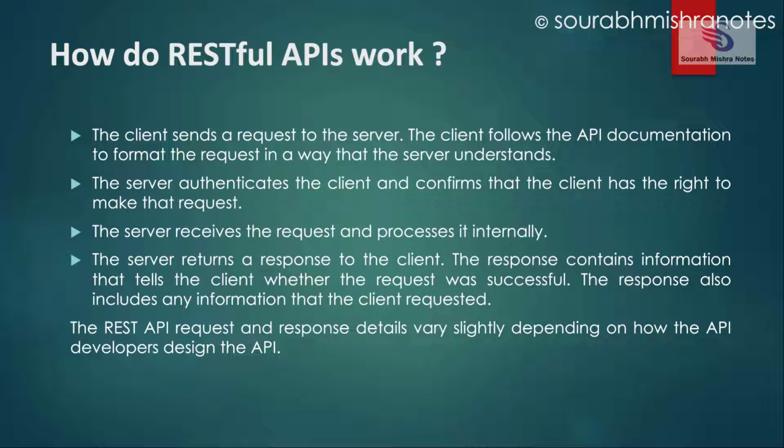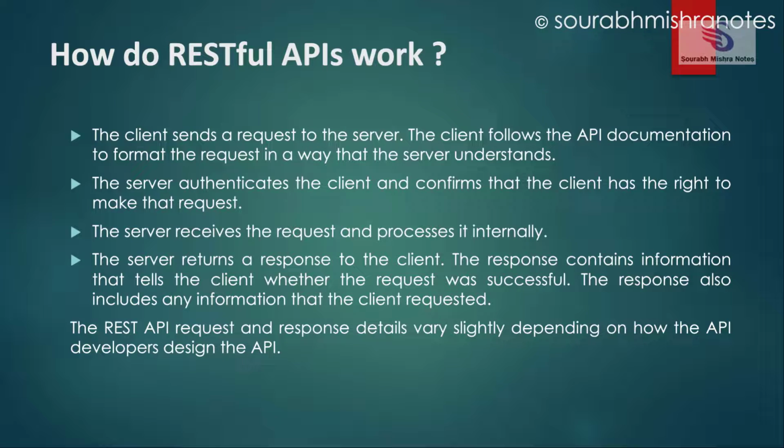So in the first step, the client will send a request to the server, and the client will follow whatever API documentation it has, and based on that it will send a request so the server can understand. After this, the server will authenticate whether it is correct or not. If the client has the right to send the request, the server will authenticate it. In the third step, the server receives the request and processes it internally. In the processing part, it will do the business logic.